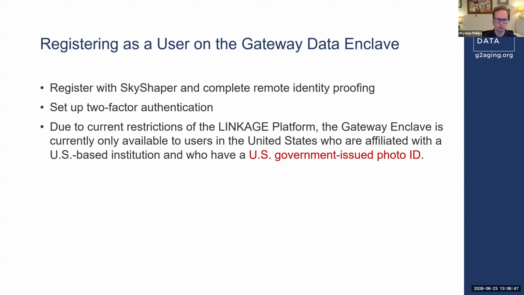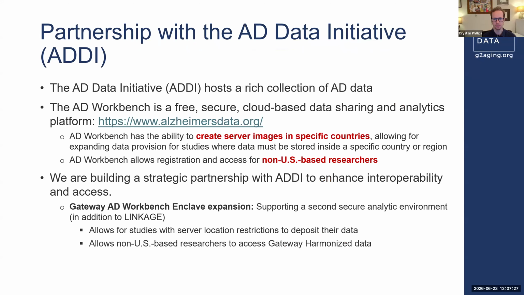To register as a user, you first register with SkyShaper and complete remote identity proofing. You'll be required to set up two-factor authentication to log into the Gateway Data Enclave. One current restriction, which is a linkage platform restriction, is that the Gateway Enclave is currently only available to users in the US who are affiliated with a US-based institution and have a US government issued photo ID. We know that is a hurdle for a lot of researchers who don't fit these exact criteria, and we are trying to work to expand this.